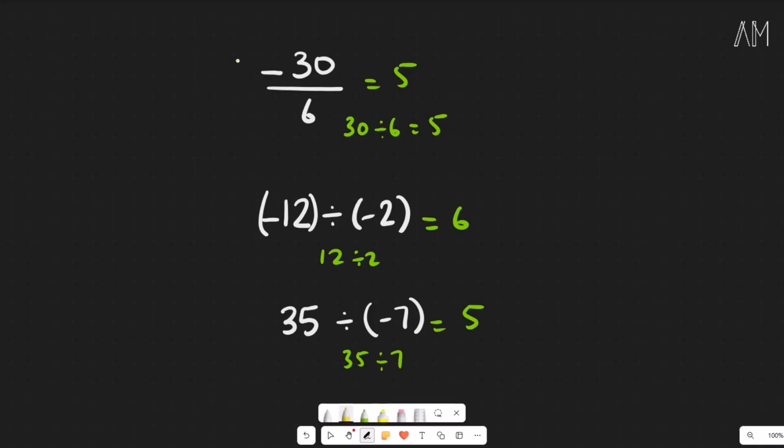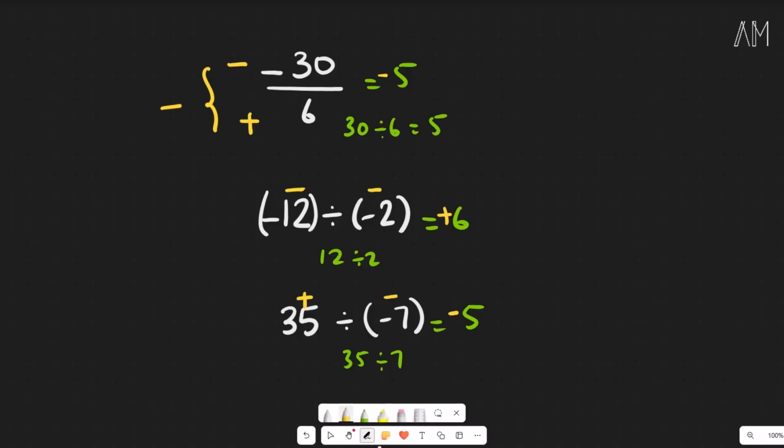Now to look for the sign, here it's negative and positive. Different means what? Negative. So the answer is negative 5. Here I have negative and negative, they are the same. So at the end, the answer will become positive. Here I have positive and negative. So in this case, since they are different, the answer at the end will become negative.